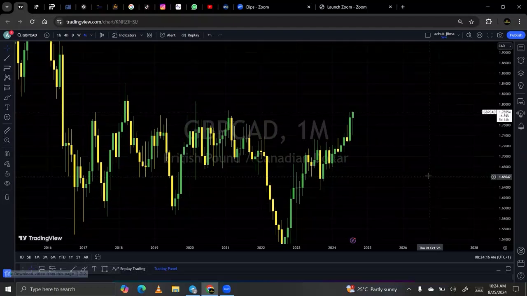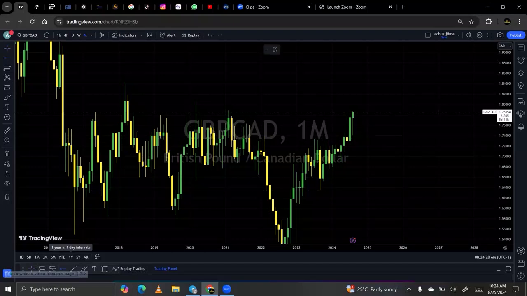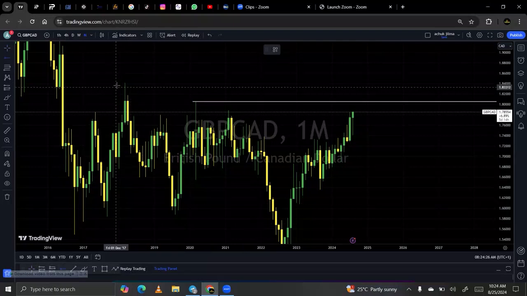GBPCAD on the monthly time frame. So on the monthly, we need to mark our highs. So this is one of them. So that is the possible resistance area.